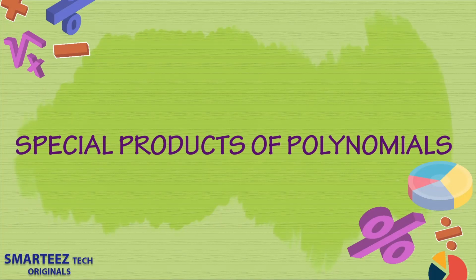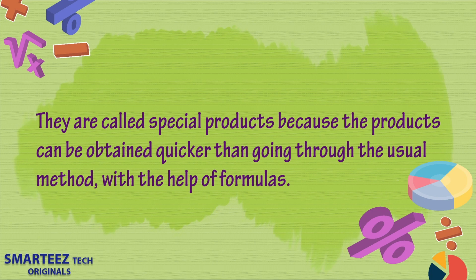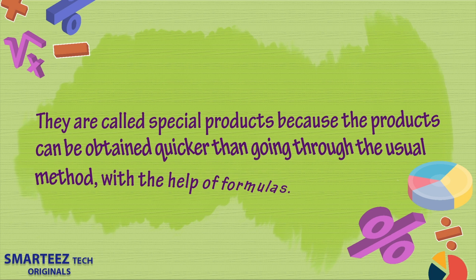Special products of polynomials. In our previous videos, we have covered multiplication and division of polynomials. Now let's look into special products of polynomials. They are called special products because the products can be obtained quicker than going through the usual method, with the help of formulas. Let's start with the square of a binomial.